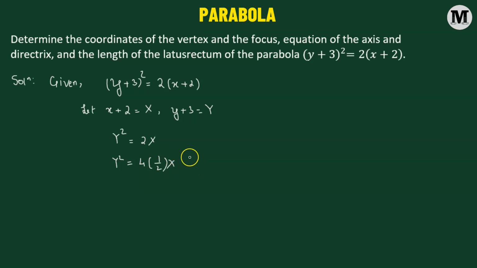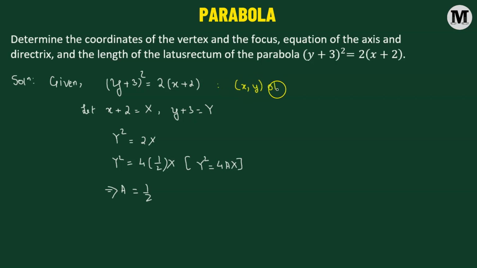Now this is written in this particular fashion because we are going to compare it with the standard form of a parabola, y² = 4ax. And this tells us that the value of a is going to be 1/2. What we have done here is that our original equation of the parabola is expressed in terms of the coordinates x, y.